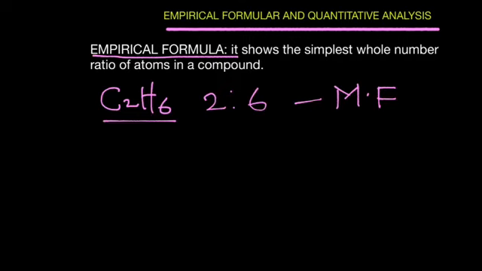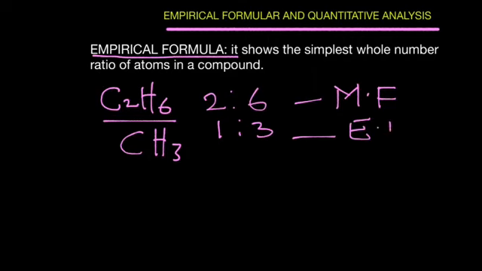If we want to leave this in the simplest whole number ratio, then we know our 2 can go into the 6 3 times. So the ratio now is going to be 2 is to 3. So when we rewrite this, it's going to be CH3. So we know that we have 1 carbon and 3 hydrogens, which is the simplest whole number ratio of this compound.